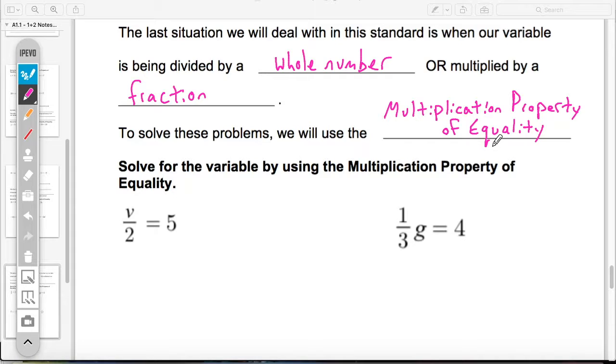Great. So again, let's look at some examples. So right here we have v divided by 2 equals 5. So you could look at this as a fraction or our variable being divided by a whole number. Same thing. Okay? So as I said here, I will multiply. So to get rid of this 2, I need to multiply by 2 because 2 divided by 2 is 1. So whatever I do on this side, I have to do on this side. Multiply by 2. These 2's cancel. So I'm left with v equals 5 times 2, which we know is 10.